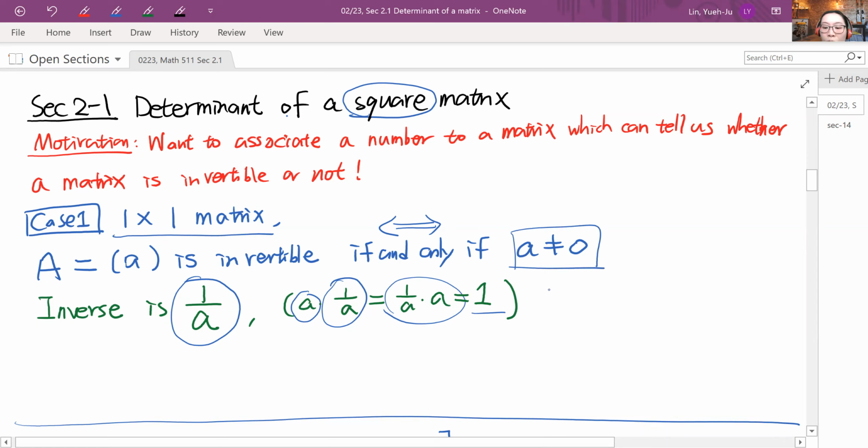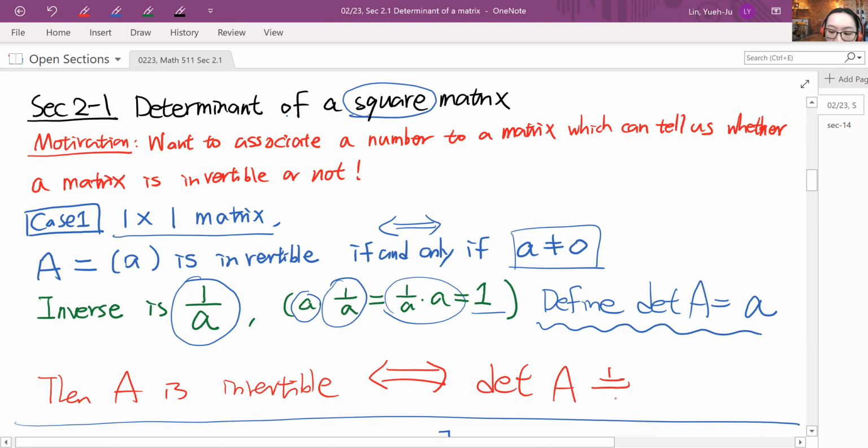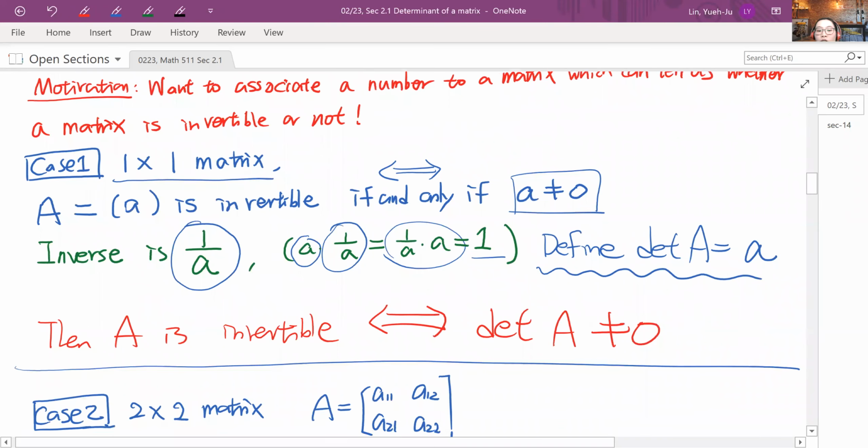So in this case, we say, okay, when it's a 1 by 1 matrix, then we define the determinant of this matrix to be the number A. If we define it this way for a 1 by 1 matrix, then this tells us the following statement: A is invertible if and only if, meaning equivalent to, having non-zero determinant, right?